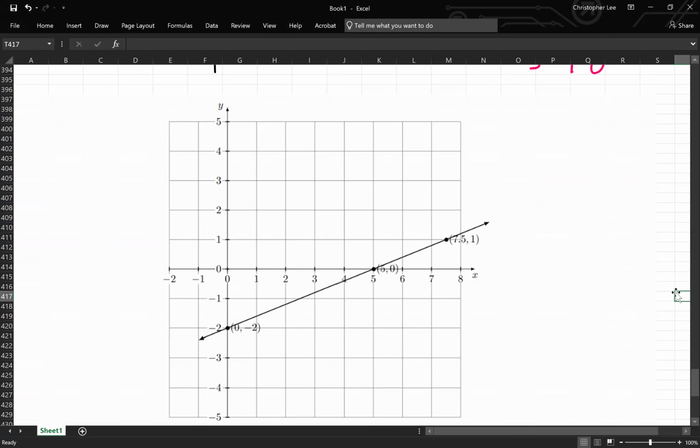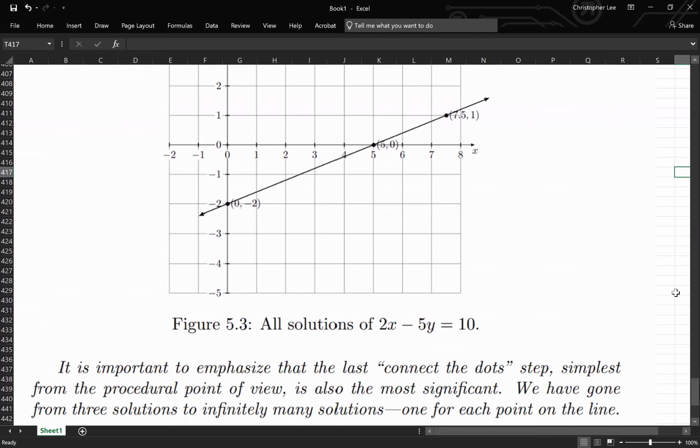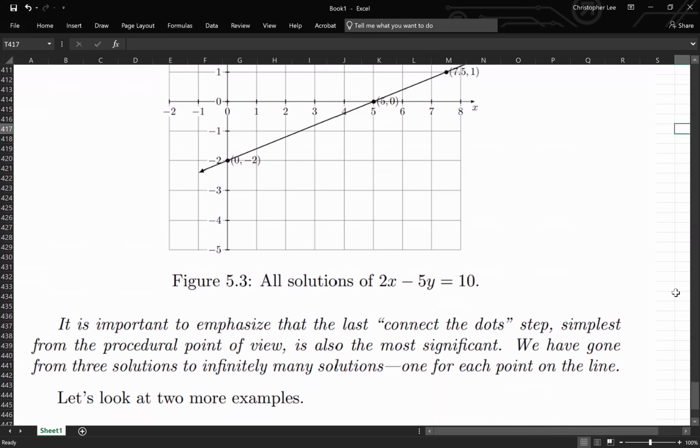So you got your 0, -2, you got your 5, 0. You extend the line beyond the 2 points, and that's it. That's what I was attempting to draw. And that line represents all the solutions of the equation 2x minus 5y. It is important to emphasize that the last step, connect the dots, simplest from the procedural point of view, is also the most significant. We have gone from 3 solutions to infinitely many solutions, 1 for each point on the line. All right, let's do some more.